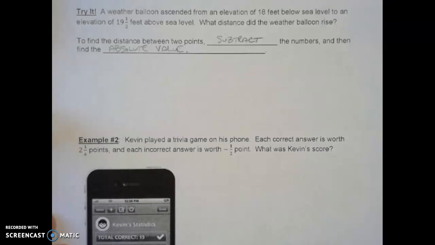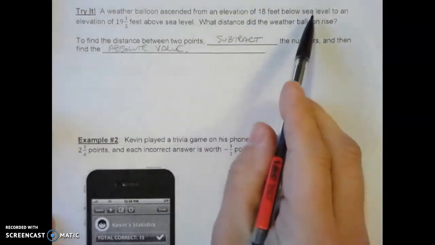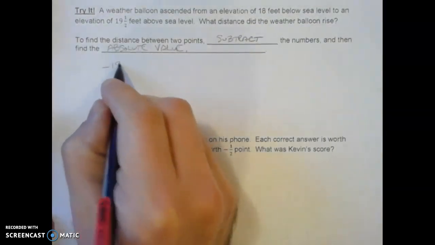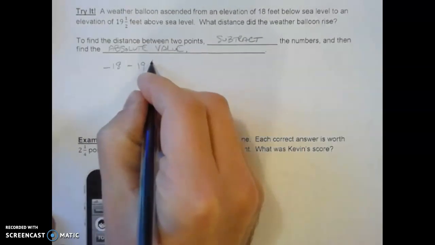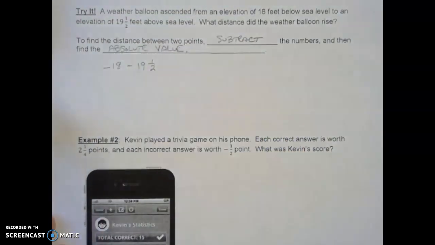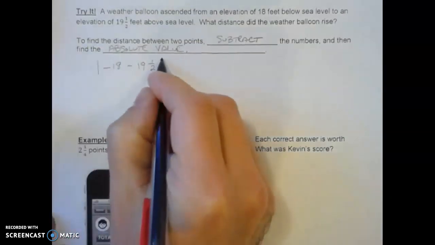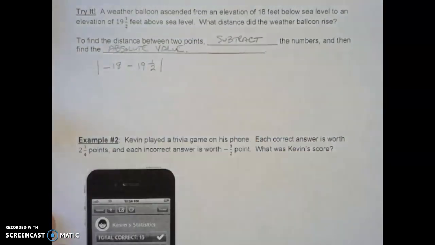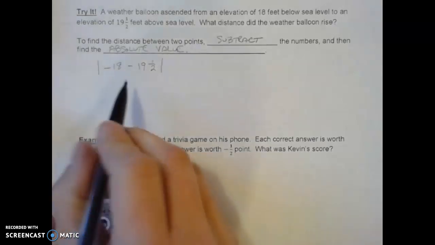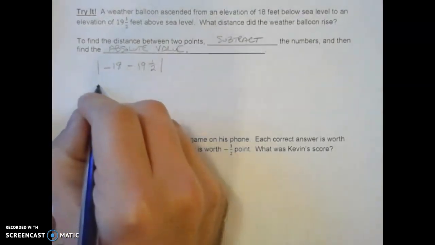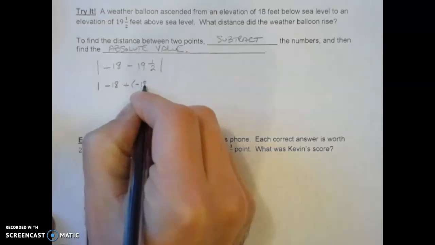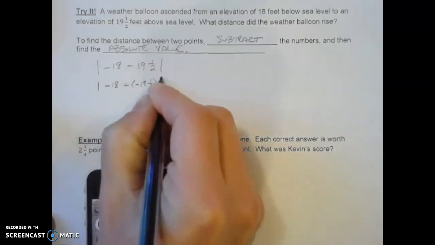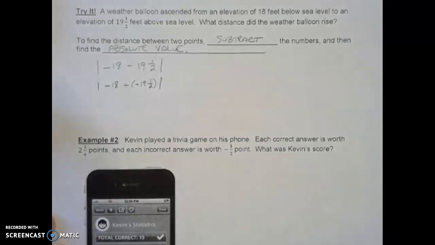And so let's set up our problem. Again, all I'm going to do is subtract the numbers first. Okay, so 18 feet below sea level is represented by -18. And now I'm going to subtract the other elevation, which was 19.5 feet above sea level. Okay, so that's my subtraction problem. And I'm going to put it inside of absolute value bars just to make sure that I end up with a positive answer. Okay, I'm going to rewrite my subtraction problem as an addition problem. I keep -18 the same, and I add the opposite of 19.5, which is -19.5. And again, this is all still in absolute value bars.